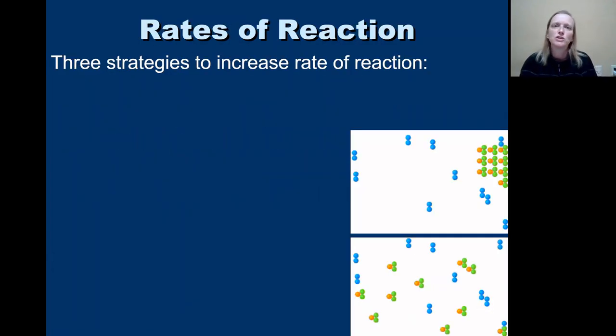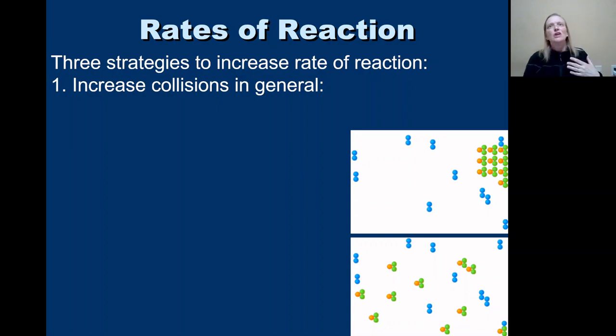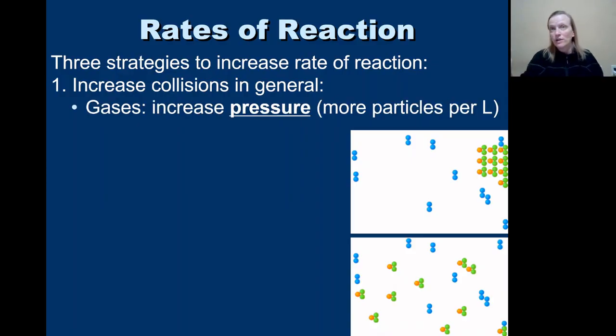There are a couple strategies to increase the rate of reaction. Each strategy addresses one of those factors that we just talked about. If you need to have successful collisions, then just increase the collisions in general. The more collisions you have, then hopefully one of them will be successful. The way you can increase those collisions depends on whether you're dealing with solids, gases, or liquids. With gases, you can increase the pressure. If you've got an increased pressure, you have more particles in 1 liter of volume.